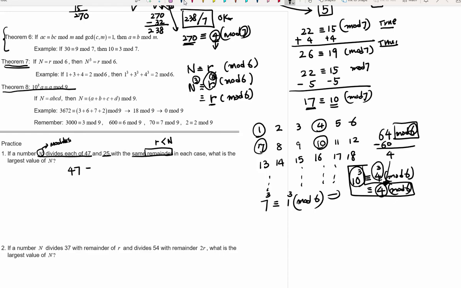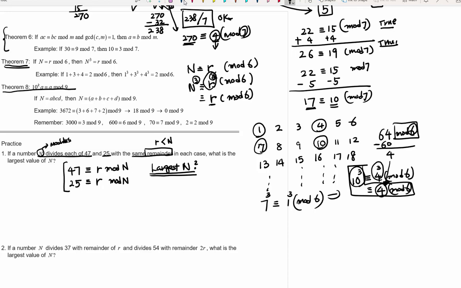All right, so set up the equations. 47 divided by n, and the remainder is r. Can you set it up this way? 47 is congruent to r mod n. Another one, 25 also: when you divide by n, the remainder is r, the same remainder. We know that this number r is less than n. So we're going to find the largest value of n. How can you find the largest value of n?